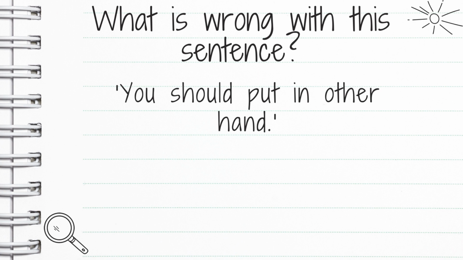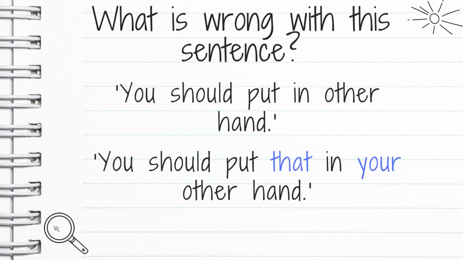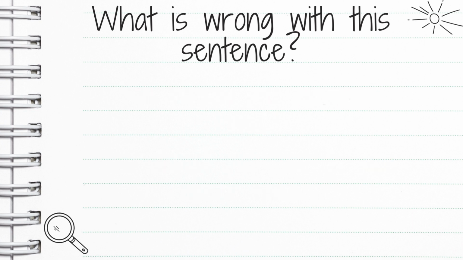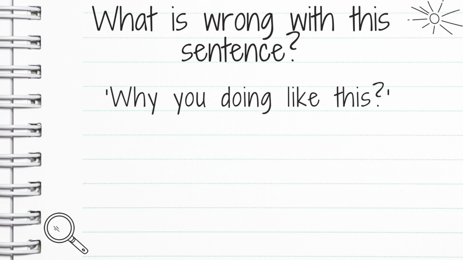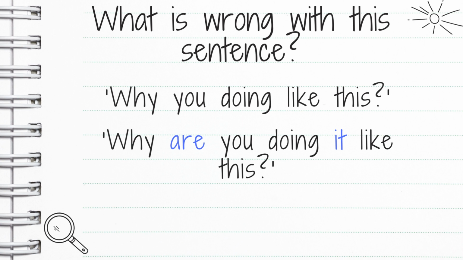What's wrong with this sentence? You should put in other hand. How can we make that sound better? You should put that in your other hand, okay? So you should put in other hand, you should put that in your other hand. Obviously, the person was holding something and they should put it in the other hand. Now, what's wrong with this sentence? Why are you doing like this? How can we fix this one? So we could say, why are you doing it like this? Okay.